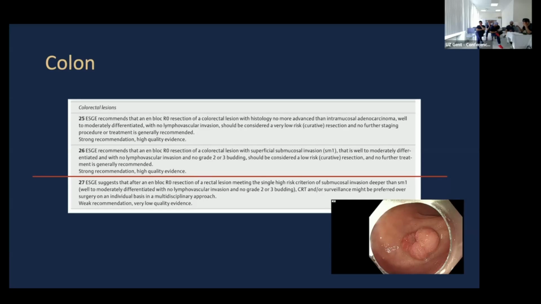And this is the ESGE criteria for when to do en bloc resection, essentially in the colorectum. So we go through it. En bloc R0 resection, histologically free margins of a colorectal lesion with histology no more advanced than intramucosal cancer, well to moderately differentiated with no lymphovascular invasion, should be considered very low risk curative, and no further staging is generally recommended.